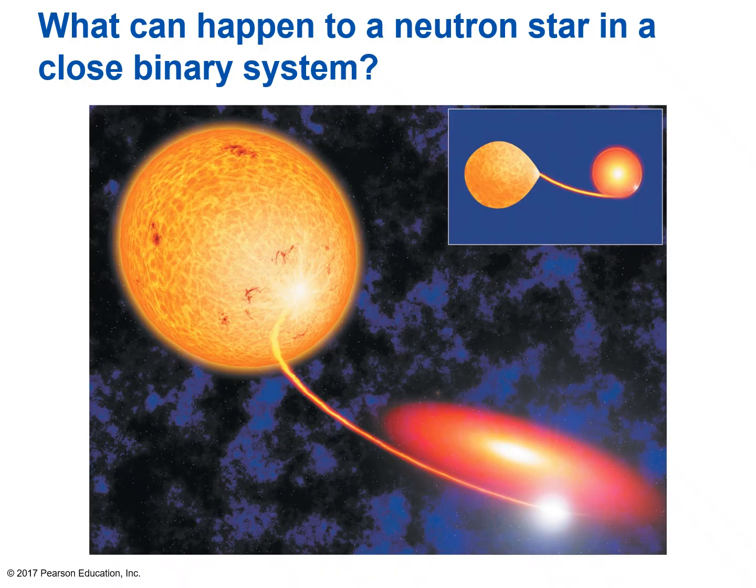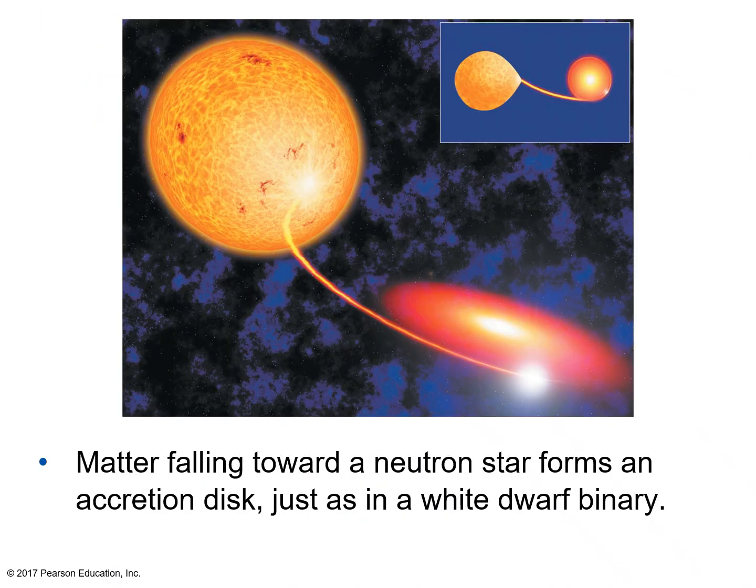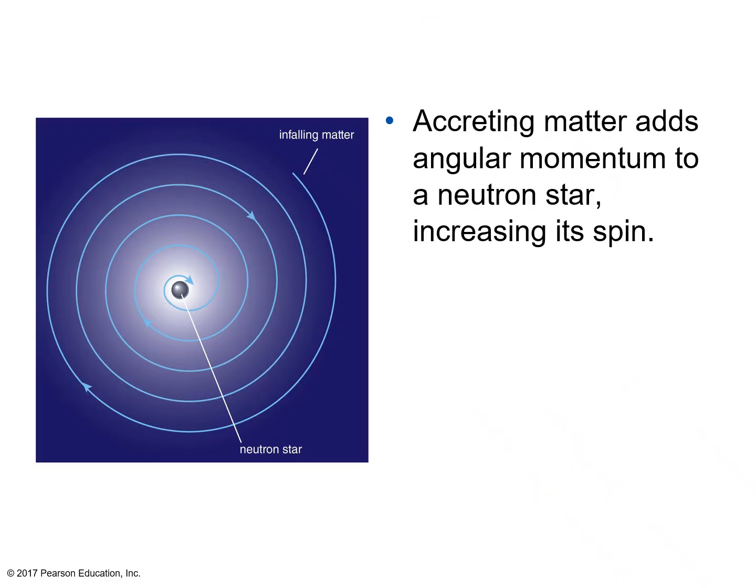What can happen to a neutron star in a close binary system? And this painting might look familiar. It's the same picture I showed in the previous video with a white dwarf. Remember, here we have a giant on the left, and it's grown so much that its outer layers are more attracted to, in the last video I said the white dwarf, but now the same thing can happen with a neutron star. Matter falling toward a neutron star forms an accretion disk, just as in a white dwarf binary. Accreting matter adds angular momentum to a neutron star, increasing its spin.